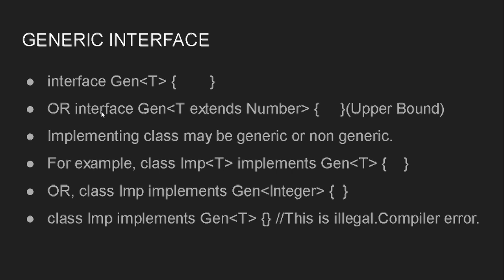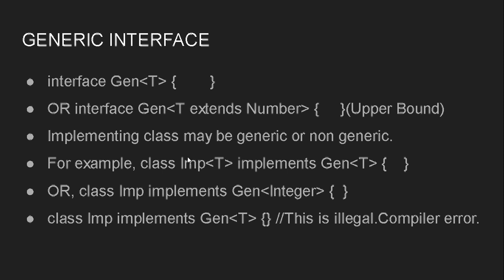You can even write an upper bound also. You can define an upper bound, T extends Number. This will ensure that T can only be subclasses of Number, as I told you earlier. So these are the two ways to define a generic interface. I think you can even use a lower bound as well. These things we will explore in more detail when I use the IDE.